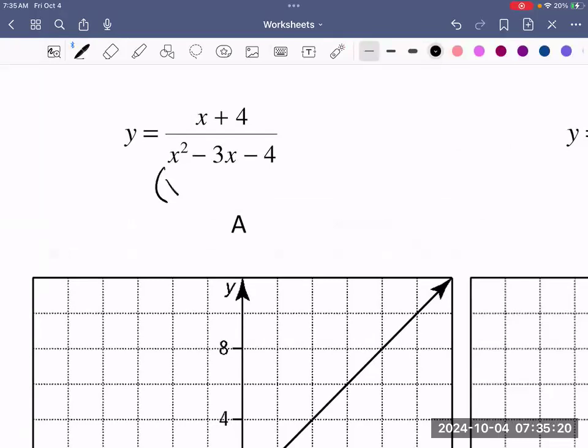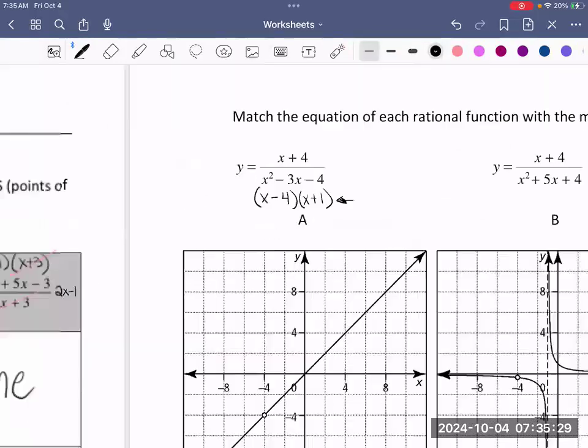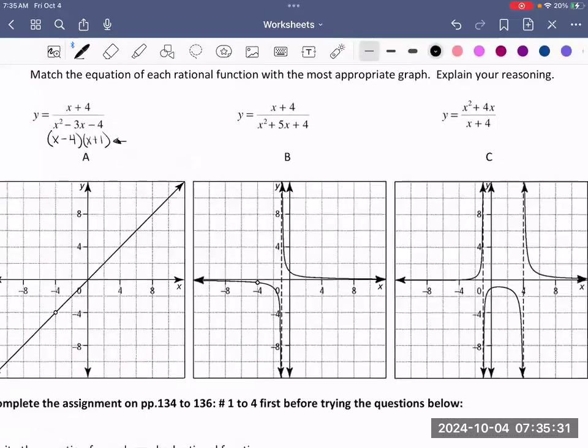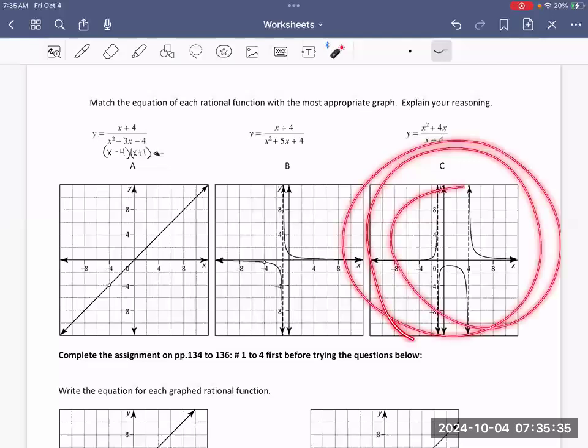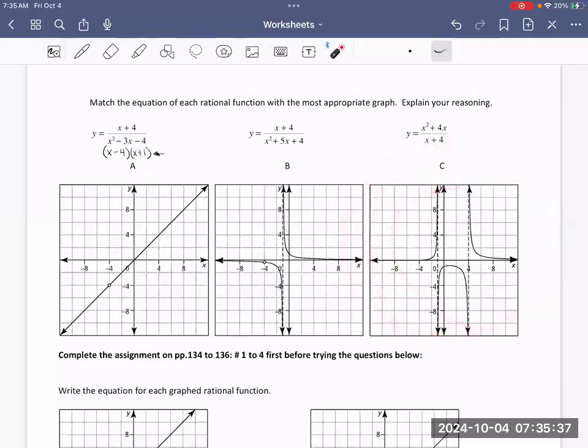So I'll look at this first one. We'll factor the bottom. So we have x minus 4 and x plus 1. Because nothing cancels, we're not going to have a hole. So if I'm looking at it, these two both have a hole, which means I'm at this third one, I am at C. So this one would be C.